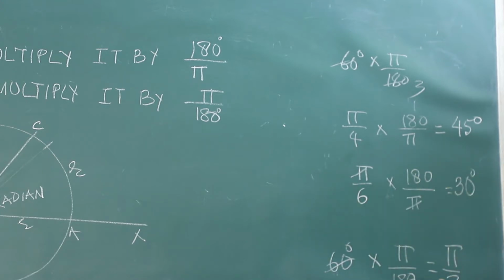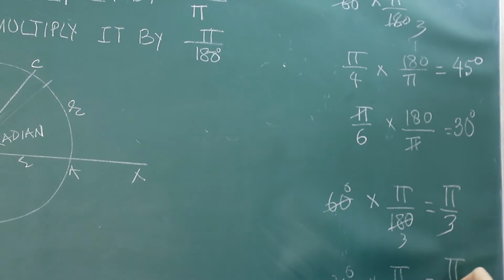Okay, 60 degrees is pi upon 3. For example, if 30 degrees is there and I want to convert it into radian, then again I multiply by pi upon 180. 30 times pi upon 180, so it will become pi upon 6.